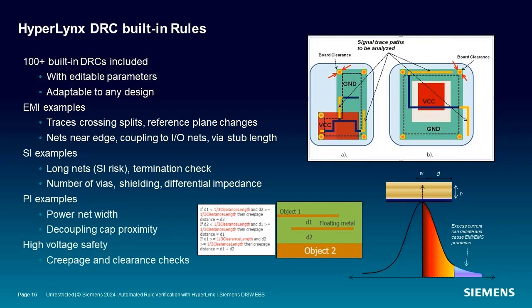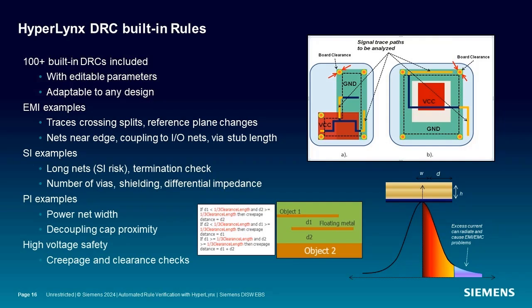Some examples of EMI rules that come out of the box are traces crossing splits, reference plane change, via stub length, and nets near plane edge. Some signal integrity examples include impedance checks for single-ended or differential pairs, numbers of vias, and termination checks, as well as topology checks for DDR. Some out-of-the-box power integrity rules are focused around decoupling capacitor proximity and power net width.